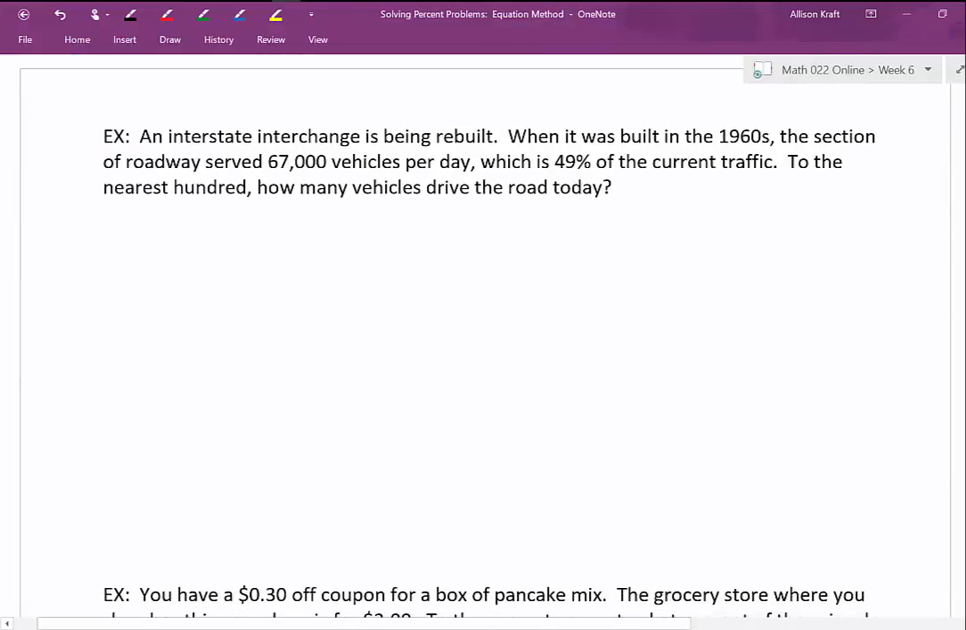We have two application problems now that I would like to use this method to solve. An interstate interchange is being rebuilt. When it was built in the 1960s, the section of roadway served 67,000 vehicles per day, which is 49% of the current traffic. To the nearest 100, how many vehicles drive the road today? I'd like to take this application problem, these multiple sentences, and simplify it into a short statement like we had in the previous 4 examples.